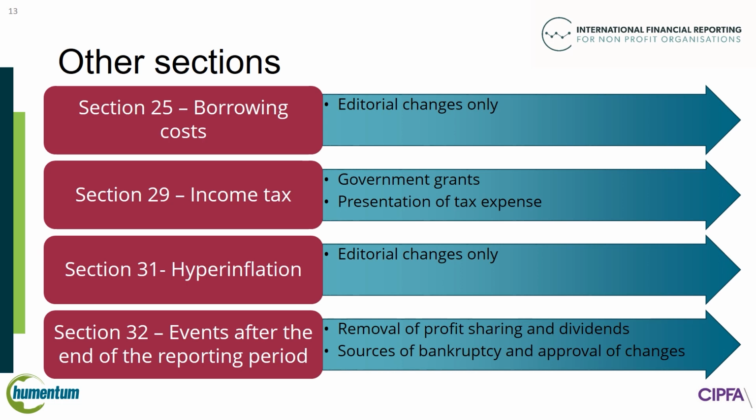Section 32 sets out the principles for recognizing, measuring, and disclosing events that happen after the end of the reporting period. References to profit sharing and dividends have been removed, consistent with proposals elsewhere in INPAG. The scope of the sources of bankruptcy has been widened to include grant providers. This reflects the potential importance of grant providers as a source of finance. Finally, the description of people with the power to amend the financial statements after they have been issued has been amended to reflect the nature of NPOs.